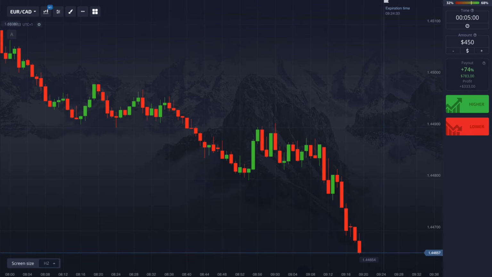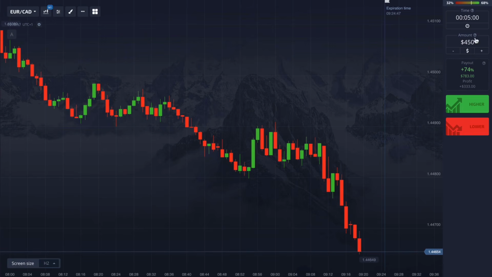And when that happens, you want to move in to your binary platform, use expiration time 5 minutes, your trade amount based on your risk management, so preferably 1% risk per trade based on your account size. And the good thing about binaries is, compared to regular Forex, you know how much you lose if you lose.